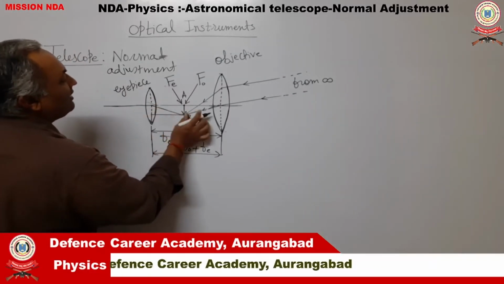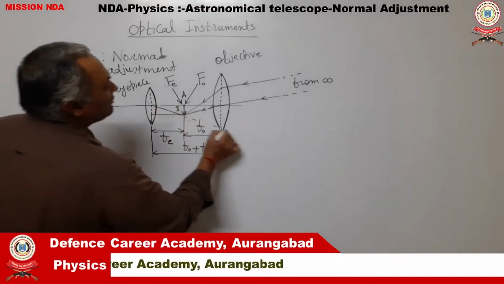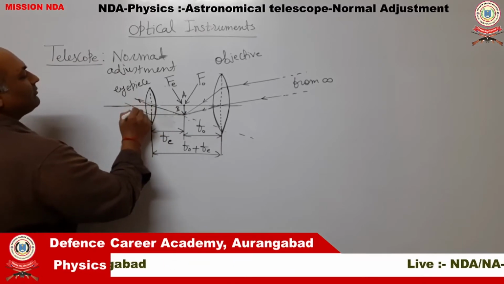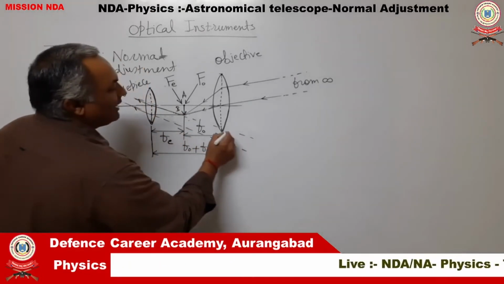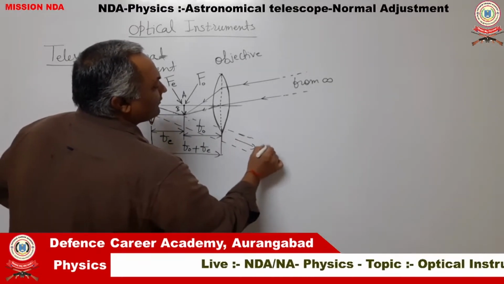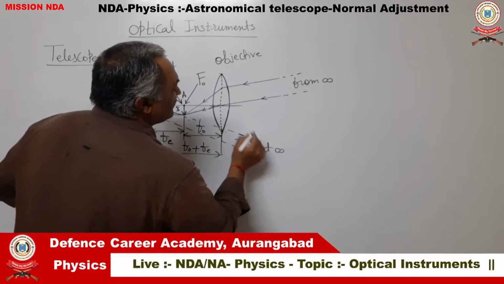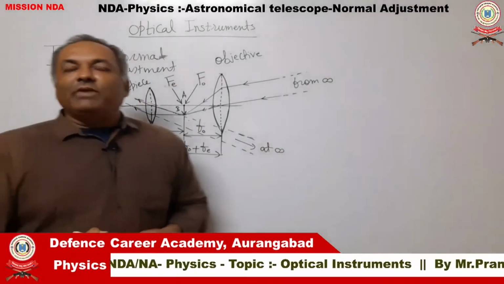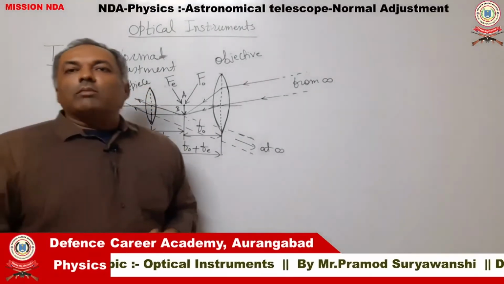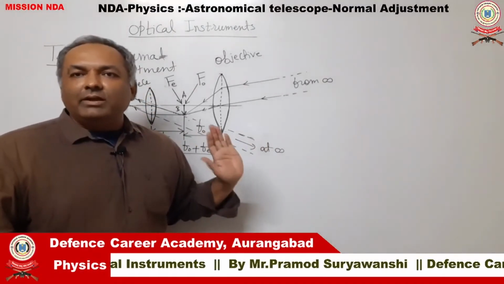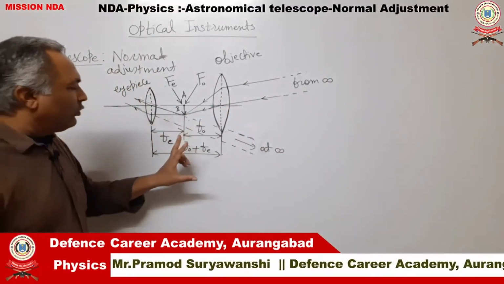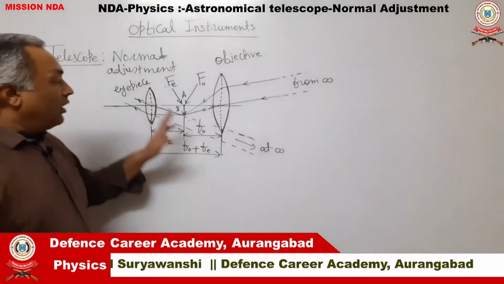So we can draw the final image here in this way. After refraction, the rays will go parallel to each other. So we can denote it like this, that they intersect at infinity. And the final image is formed at infinity. So whenever you are using a telescope in normal adjustment, the final image is at infinity. The distance between the objective and the eyepiece is equal to FO plus FE.